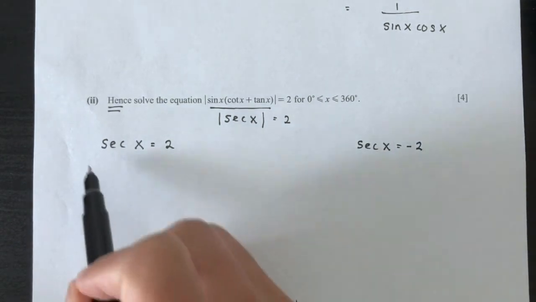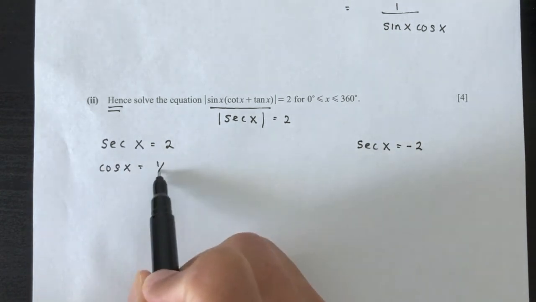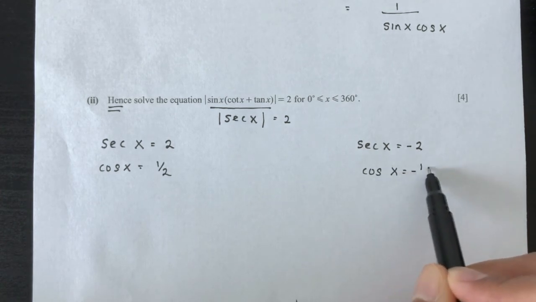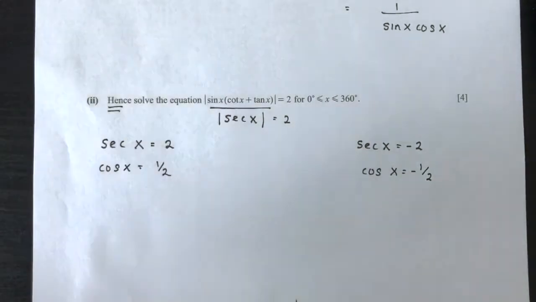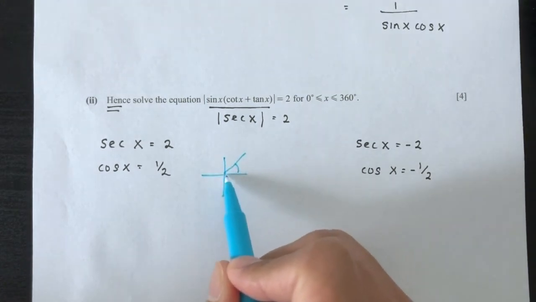So what is sec x? You know it is 1 over cos. So cos x will be 1 over 2. Cos x will be minus 1 over 2. Now when cos is positive, you guys know already, it has to be in your first quadrant and your fourth quadrant.